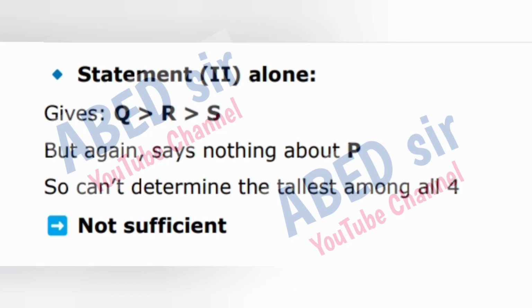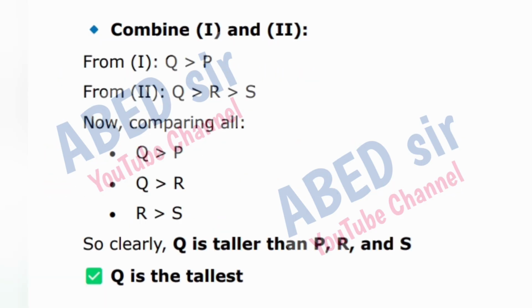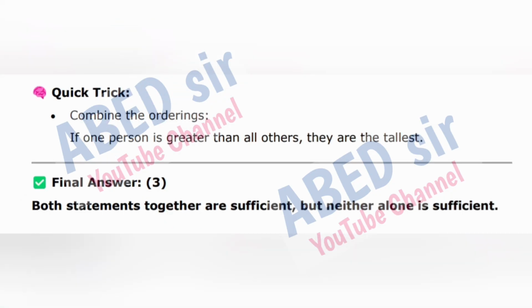Combine 1 and 2. From 1, Q greater than P. From 2, Q greater than R greater than S. Now, comparing all: Q greater than P, Q greater than R, R greater than S. So clearly, Q is taller than P, R, and S. Q is the tallest. Quick trick: combine the orderings. If one person is greater than all others, they are the tallest. Final answer 3. Both statements together are sufficient, but neither alone is sufficient.